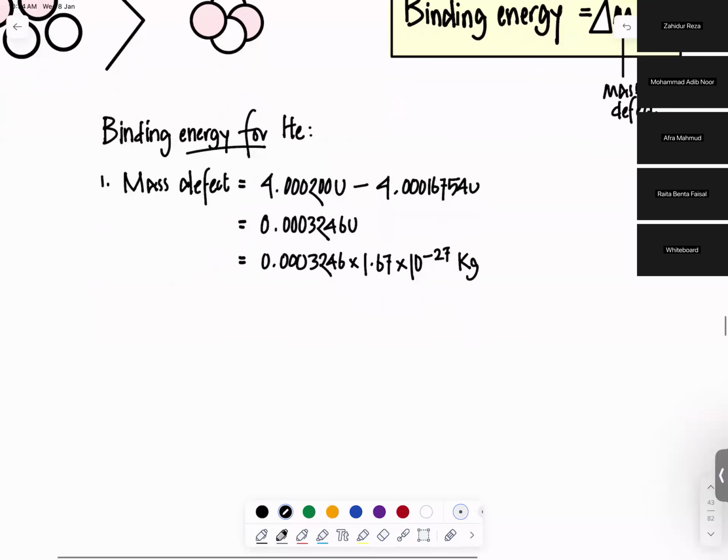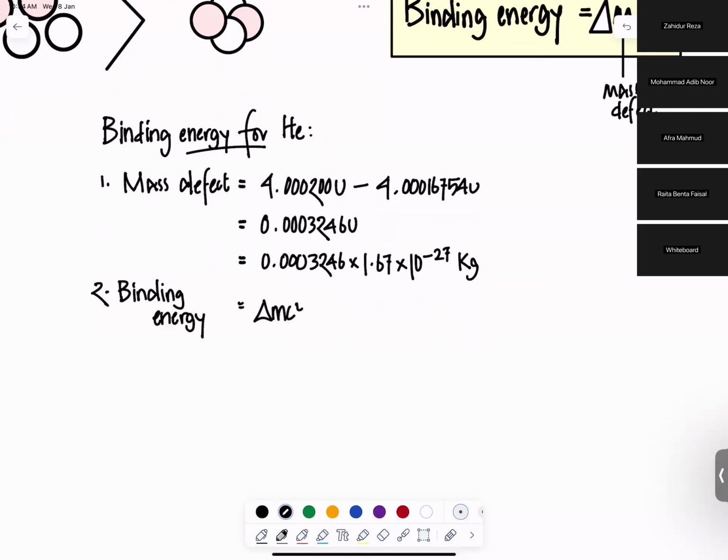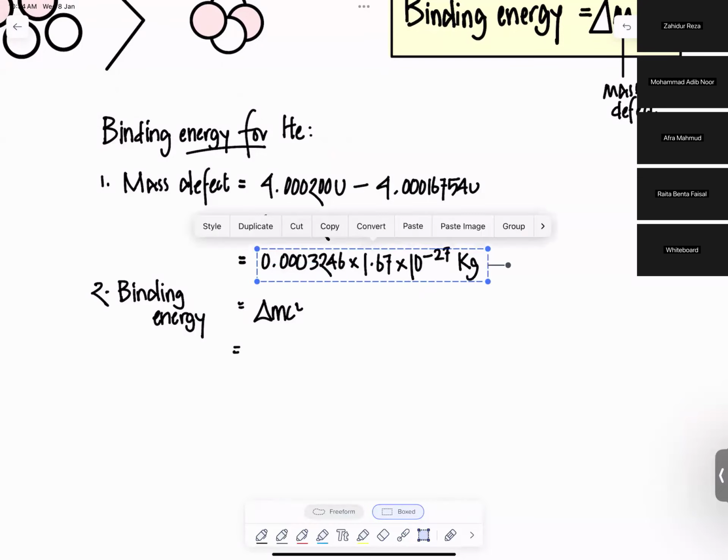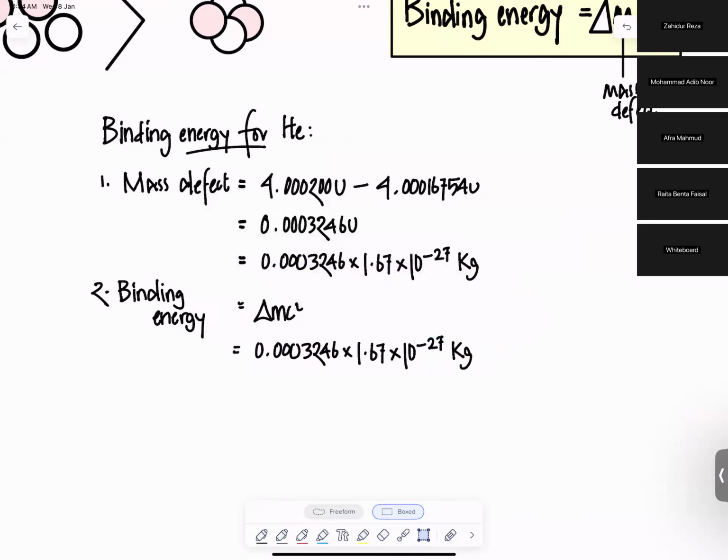And then from the mass defect, we want to find the energy, right? So step two is finding the binding energy. To find the binding energy, you're supposed to use Δm c squared. So Δm is going to be this mass defect that you see here, into c squared, so into 3 into 10 to the power 8, squared.